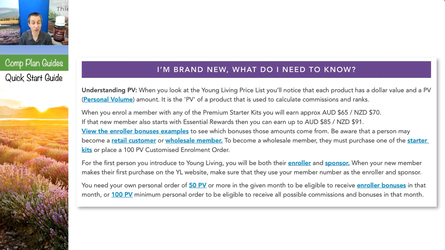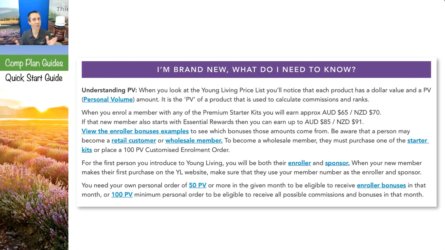It talks about retail customers and wholesale members. To become a wholesale member, you need to purchase a starter kit. So again, retail customer, wholesale member, starter kits, all these things are linked. You can click on them to learn more about those specific components. It talks about enrollers and sponsor and so on. I won't read all that; you'll be able to do that in your own time.